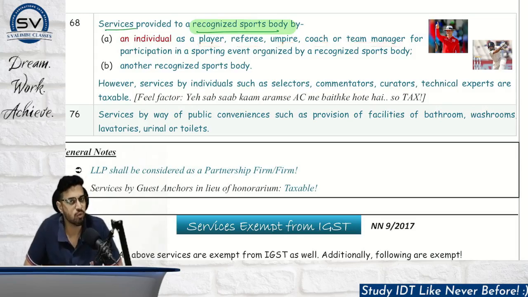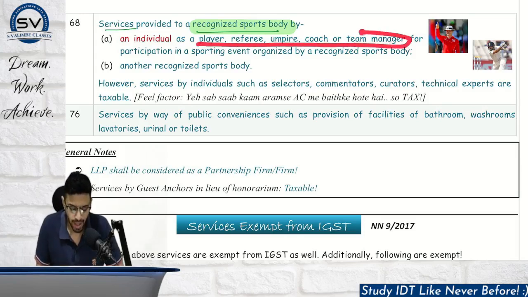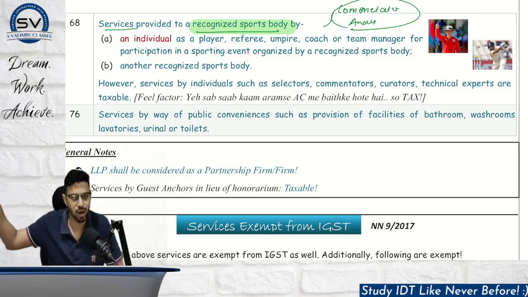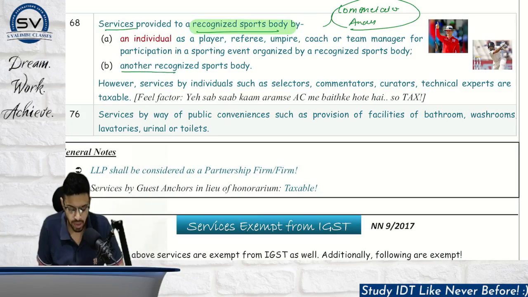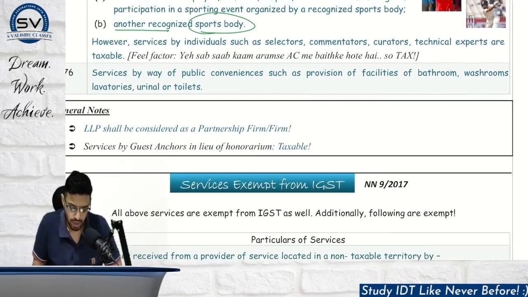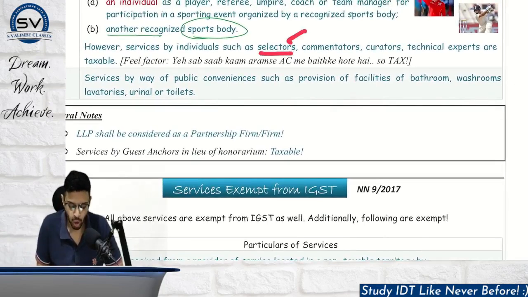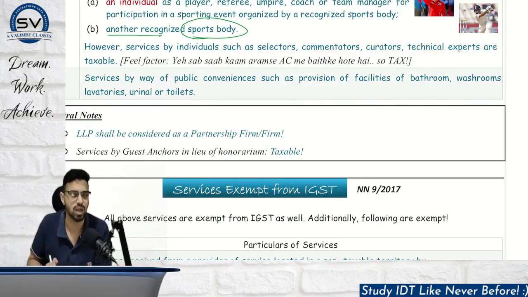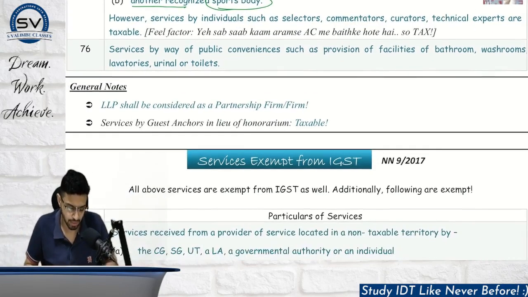Now what is the feel factor for learning these? These people are actually doing the work. They are actually involved in the game. For example, let's say there is a commentator. There is an analyst. So these people are just sitting in the AC boxes in the ground. They are not exempt. Their services are taxable, right? Or any other recognized sports body is providing service to a recognized sports body, exempt. Okay. So other people such as selector, commentators, curator, technical experts, they sit in the AC cabins. That is the feel factor you have to learn. So their services are not exempt.